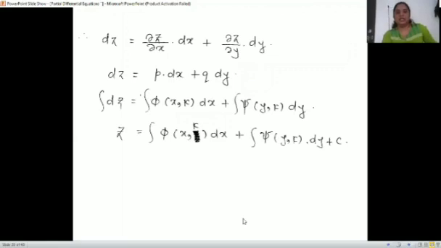Next is dz is nothing but dou z by dou x into dx plus dou z by dou y into dy. So dz is always p dx plus q dy. So if we want to find out the solution, we can simply integrate that on both sides and we'll get the required answer.